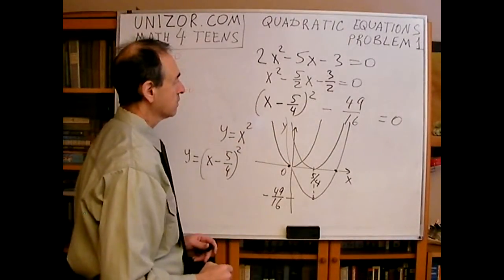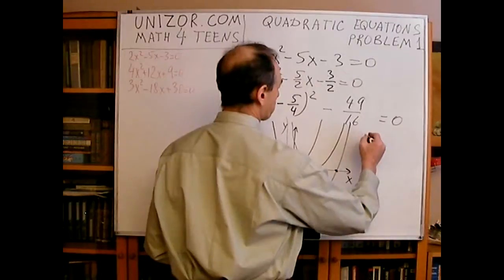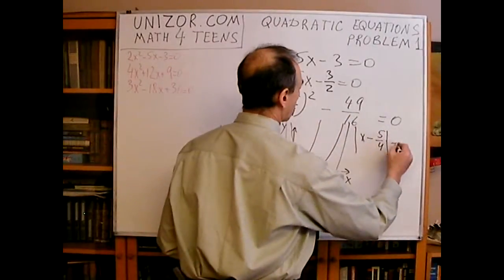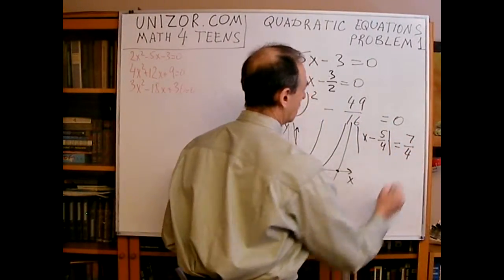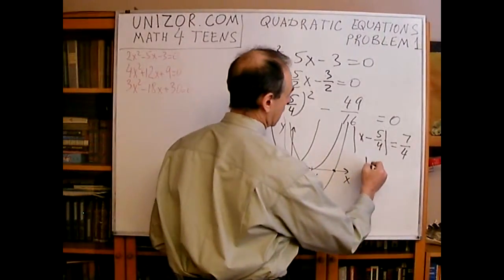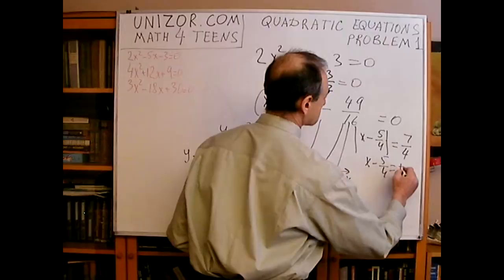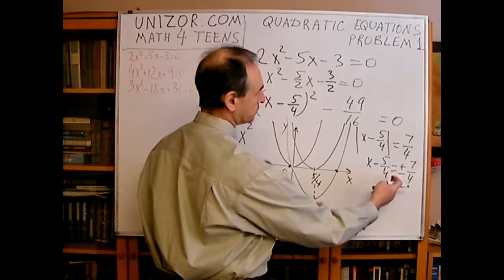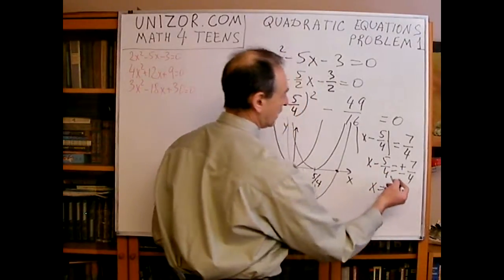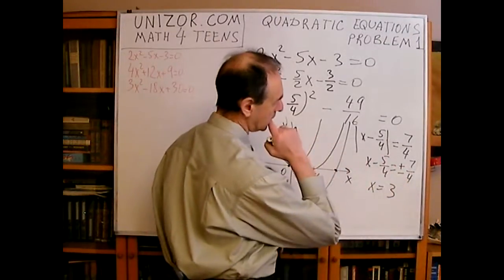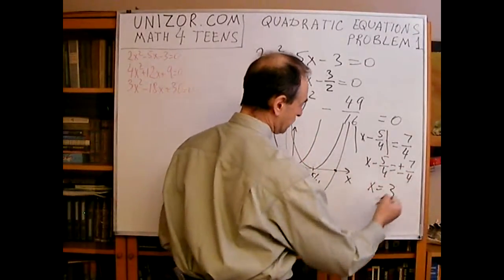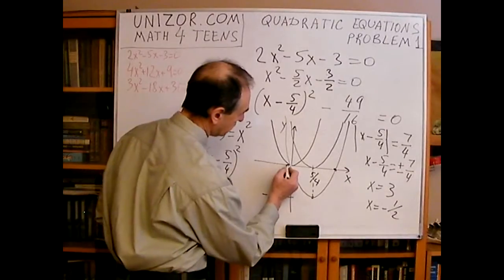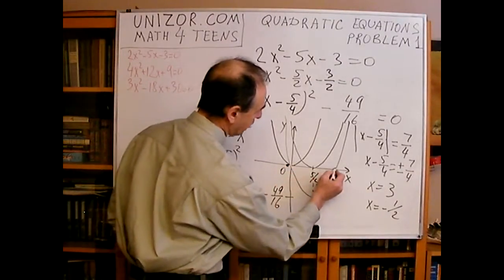And wherever the roots of this equation are, let's do it again: absolute value of x minus 5/4 is equal to the square root of 49/16, which is 7/4. Which means that x minus 5/4 is equal to plus or minus 7/4. If it's plus, then it will be 12/4, so x is equal to 3. And if it's minus, it will be minus 1/2. So this point is minus 1/2, and this point is 3.